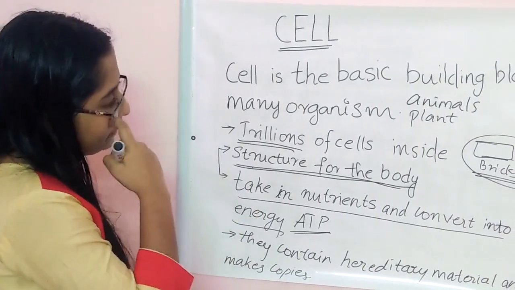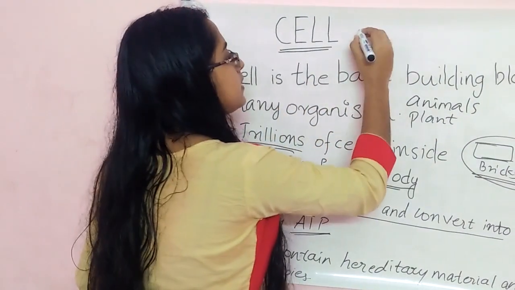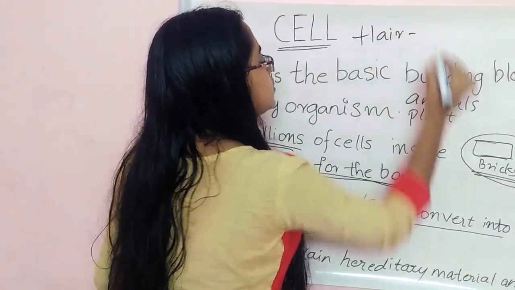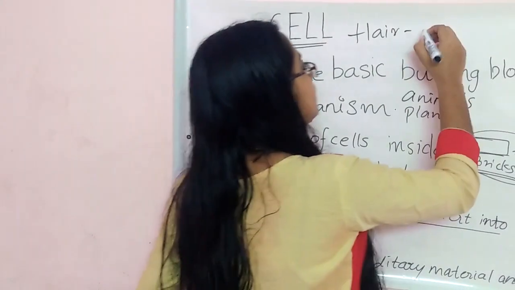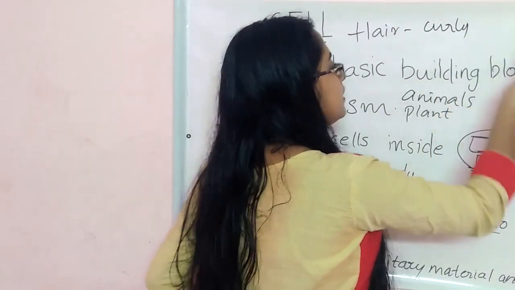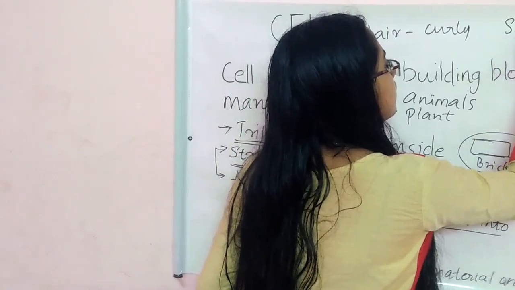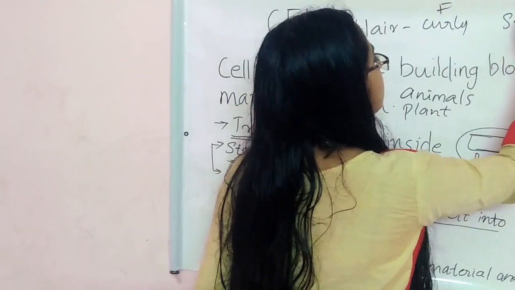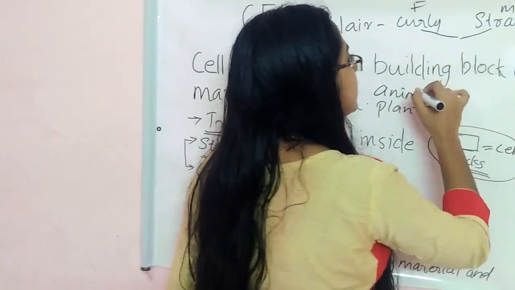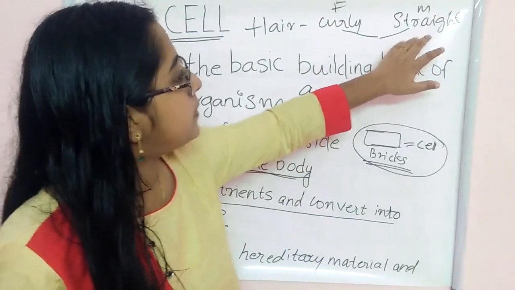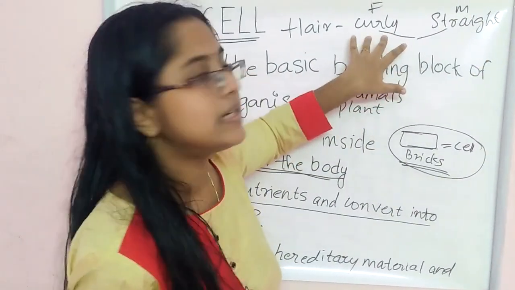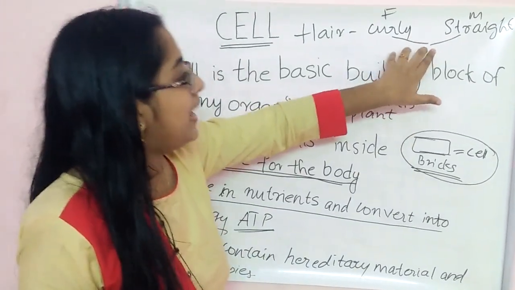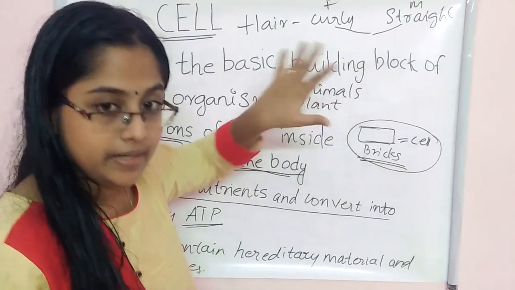I will give you one example. Take the trait of hair. Your father has curly hair and your mother has straight hair. When it comes to the children, they may have the property of either straight or curly hair. We must study this in detail, and we can do that in the upcoming lectures.